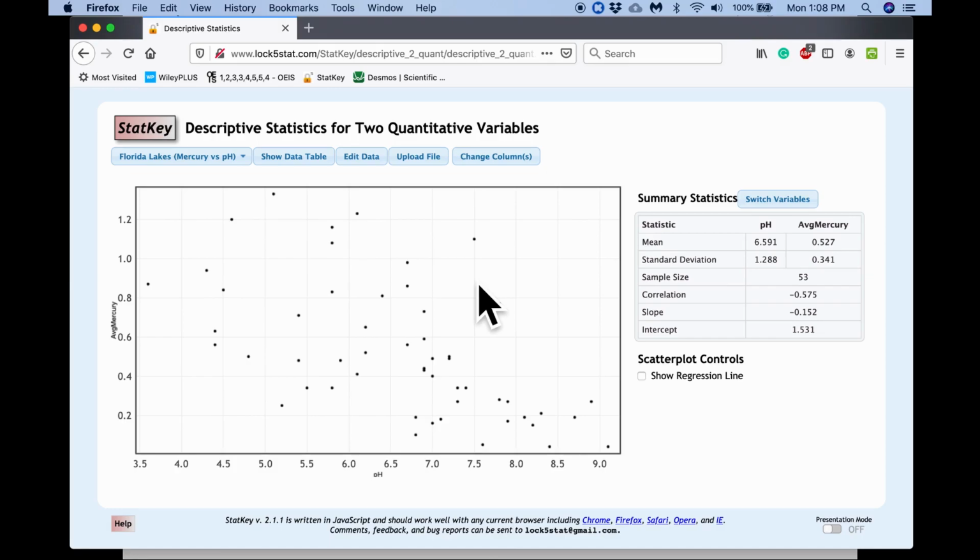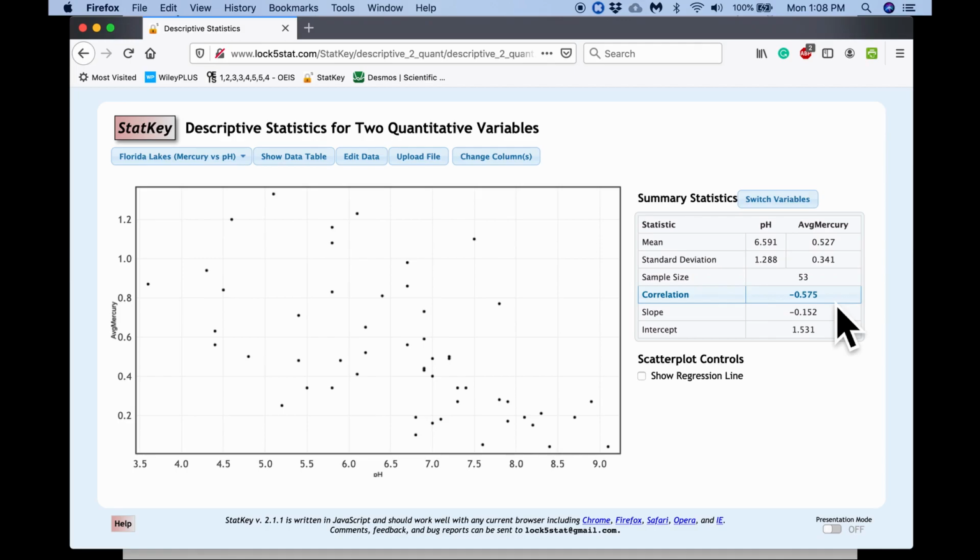And I think it's not too hard to see in this case that as the pH level is going up, we are seeing a downward trend in the average mercury level. So I think it's fair in this case to say that we are seeing a negative association between these variables. Now, our next task is to identify the correlation, and here it is in the summary statistics. And here we see that the correlation is a negative 0.575.